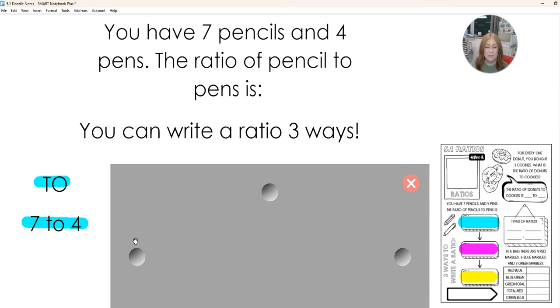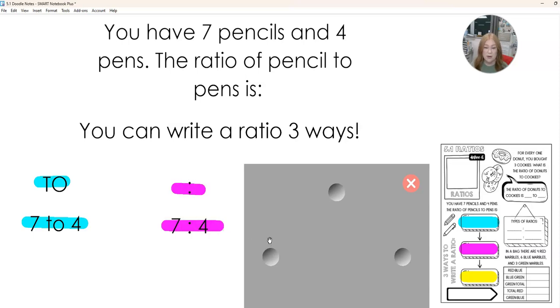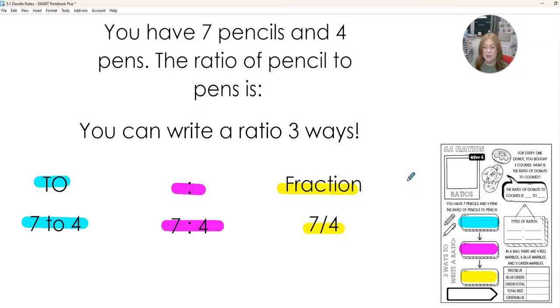We can use "to." The next way we can write a ratio is to use a colon. And we say it the same way, 7 to 4. And the last way we can write a ratio is as a fraction, right? Because we said a ratio is comparing with division. This line means division, 7 to 4, 7 out of 4. So there are 3 ways you can write that. And on your assignment, you're going to be asked to do all 3 ways. So we'll say write the ratio 3 ways. So "to," colon, fraction are the 3 ways to write a ratio.